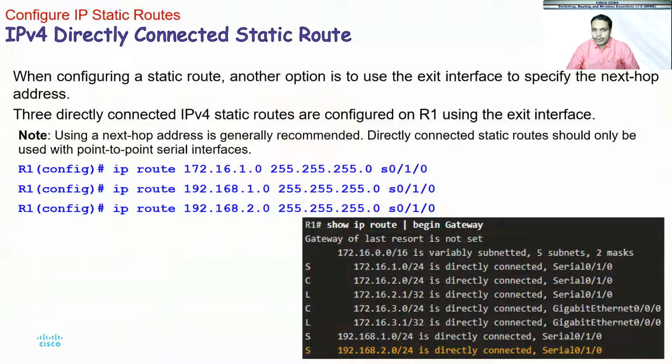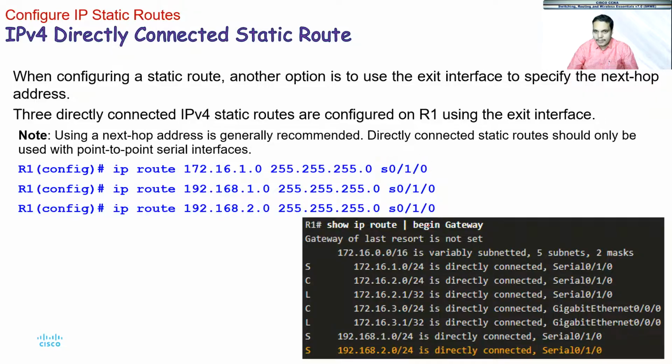Now, if you want to do it in another manner, if you want to do a directly connected static route, what we need to do is specify the exit interface that we are going to use to send the packet out. Once again, we type in the IP route, give the 3 remote networks' IP addresses or their network addresses followed by their subnet mask. But instead of giving the IP address of the next hop, here I'm giving the exit interface. You can see the exit interface for all these 3 remains the same: S0/1/0, S0/1/0, S0/1/0.